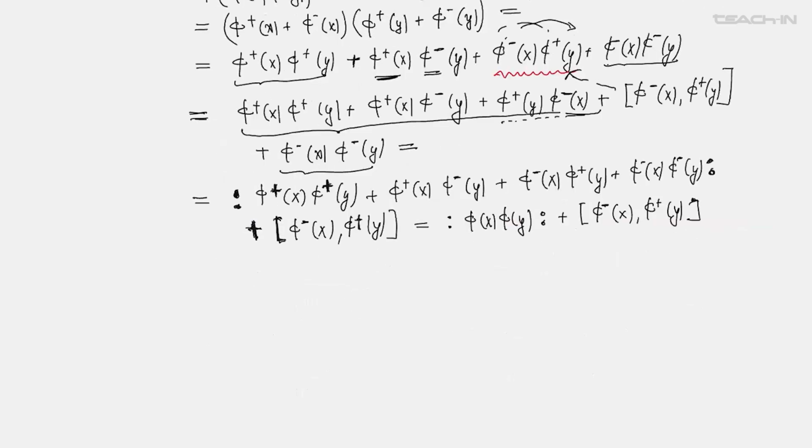Once again, the normal ordering sign here means that you have to multiply the fields, and then you have to arrange in the product the operators of annihilation to be on the right from all the creation operators.